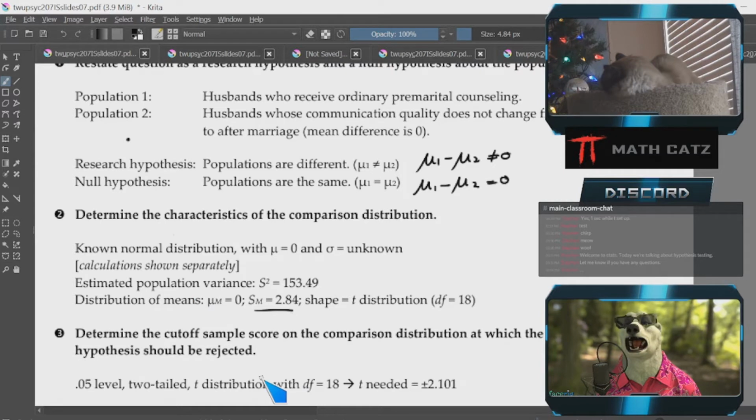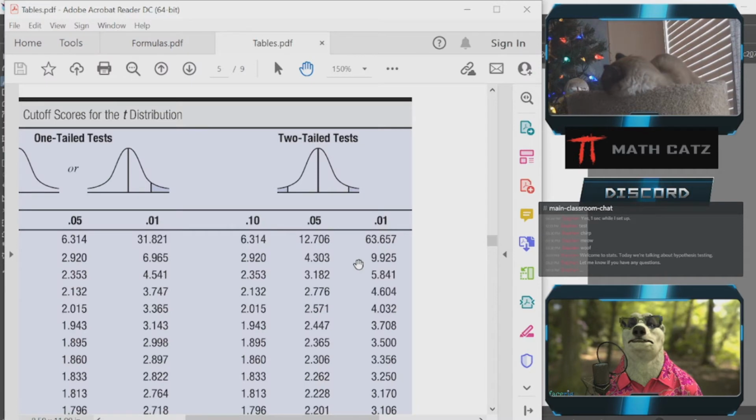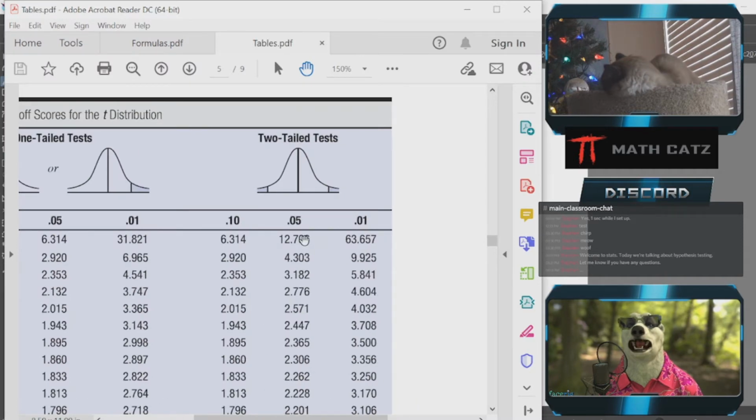Actually, on this slide, before we go to our sample, we determine what our cutoff will be. So we're choosing an alpha of 5%, two-tailed, because we're only checking is it the same or different. T-distribution, degrees of freedom 18. So if we visualize that, just like always, I'm going to have 2.5% in the tail on each side, 2.5%.